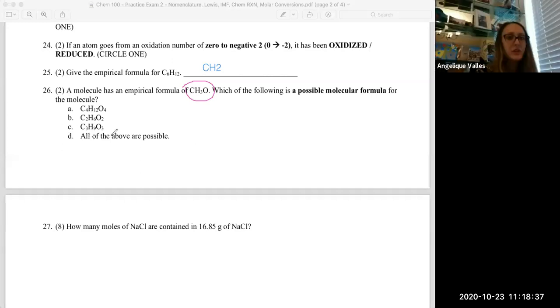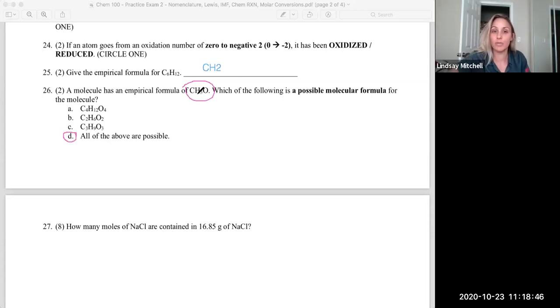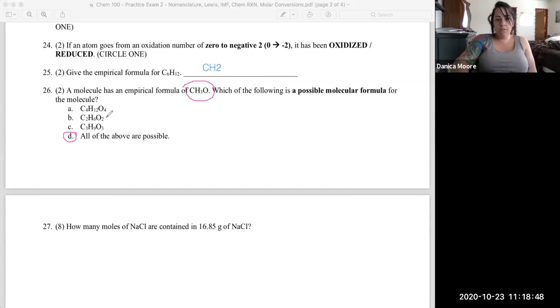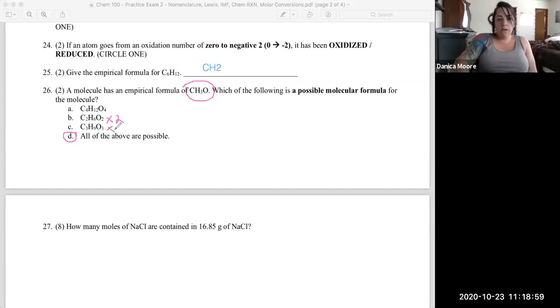I put C. I put D. Why is it all of them? Because they're all multiples. If I multiply by 2, I get this guy, right? If I multiply by 3, I get this guy, right? If I multiply by 4, I get this guy. Does that make sense, guys? So that's why it's all of the above.